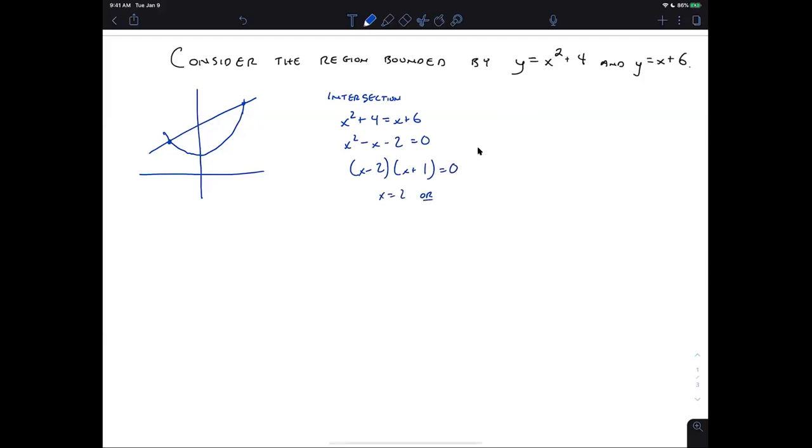And I know I'm going quickly, but does anybody have any questions on what we're doing? Okay. And so that gets us (2, 8) here, and that gets us (-1, 5) here. And I can figure that out by plugging the x into either of those equations, or actually both is probably smart to make sure that I've solved it right. All right, any questions on getting that picture?